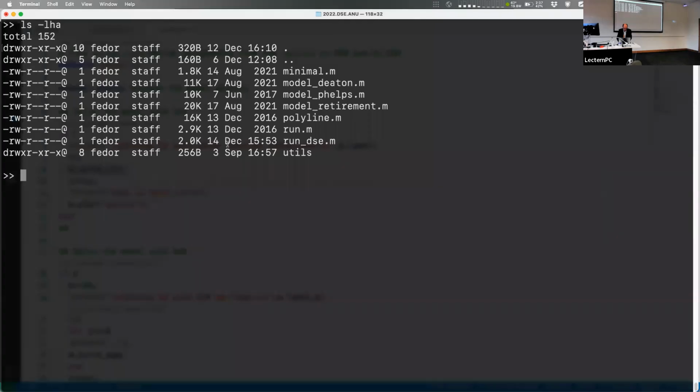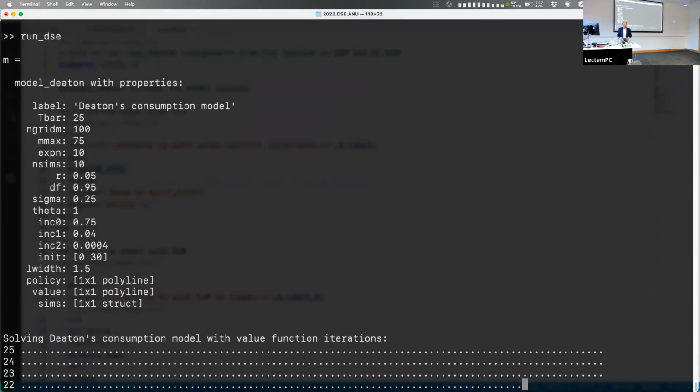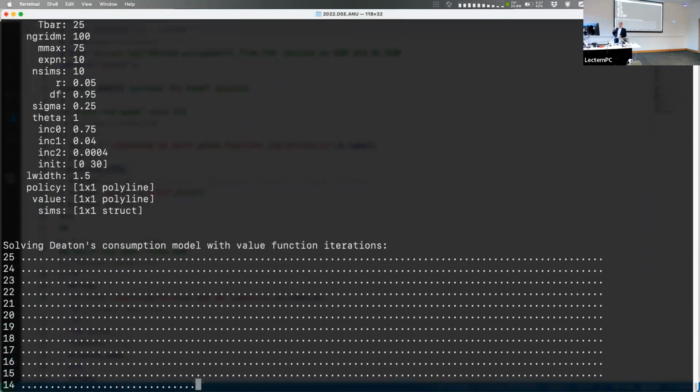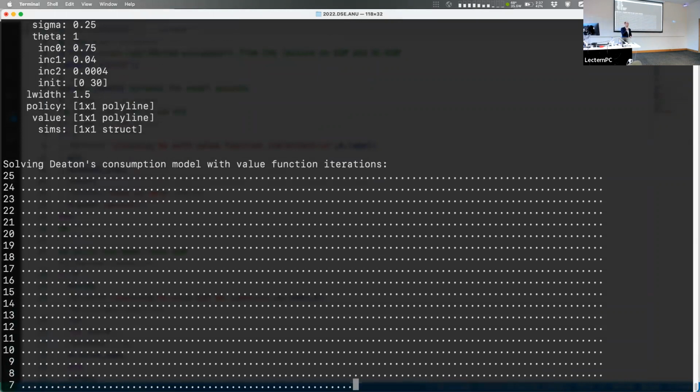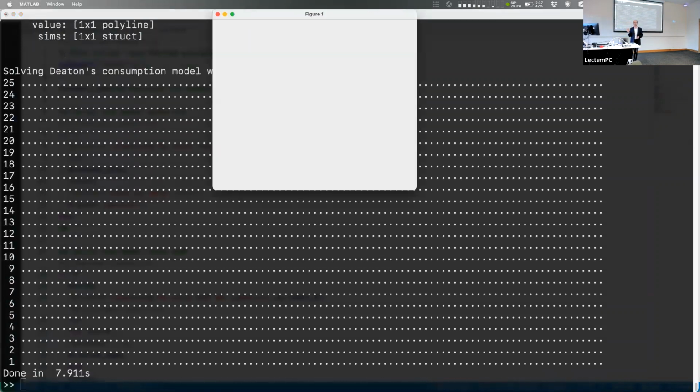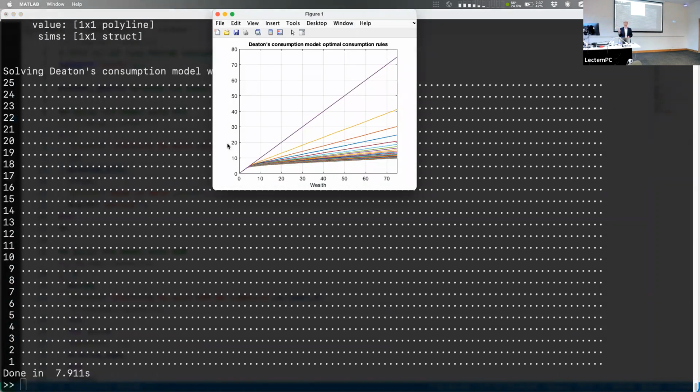All right, and I'm running MATLAB here in the terminal. Each dot here is drawn every time a particular point in the state space in a particular time is solved. In order to find that optimal consumption in this code, I'm using Newton method essentially. You can see, with 25 periods and so many points in the state space, we get the solution, which looks like this.